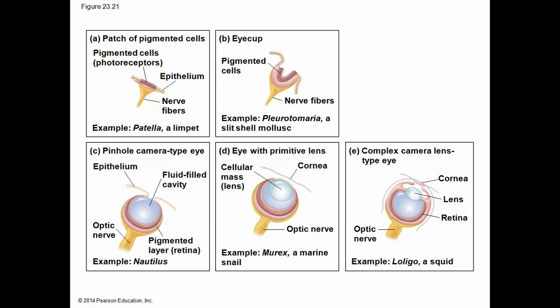And then finally, there's the squid. The squid eye is almost as complex as our own eye. It's got a retina, a lens, and a cornea. It's capable of discerning different shapes and colors. It's really highly adapted. But this is what we see when we look at the evolution of the eye over the molluscan clade.